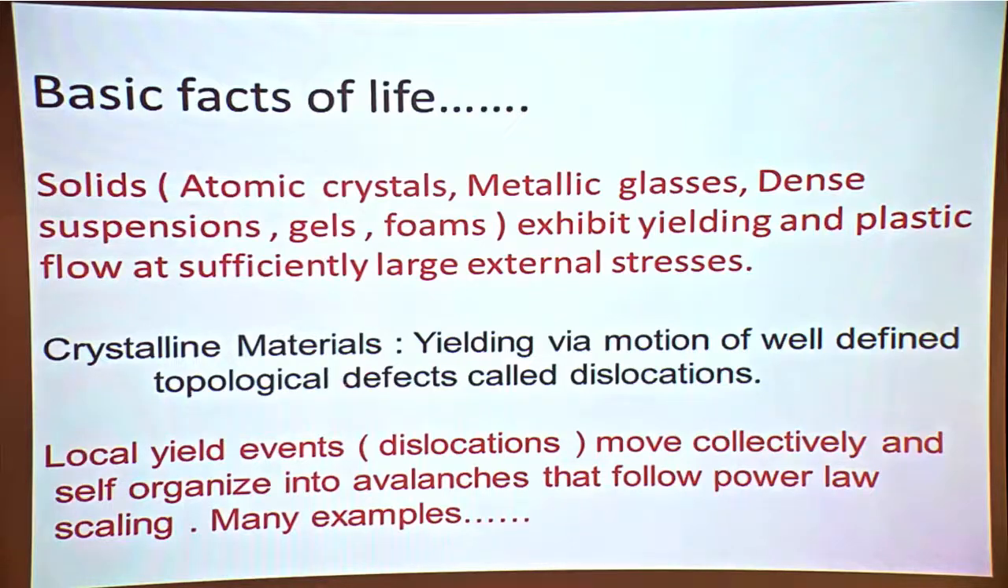In crystalline materials, the local yield events, namely the dislocations, move collectively and self-organize into avalanches that follow power law scaling. And hence, yielding is looked at as a phase transition in these systems. So there are many examples for crystalline materials. I have taken a very selective few just to give you a feel, because the focus is on amorphous systems and not on crystalline.